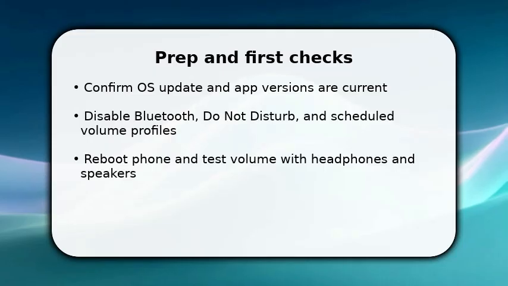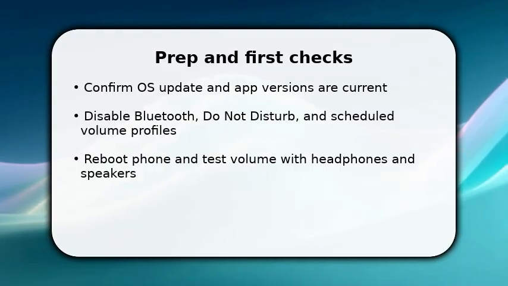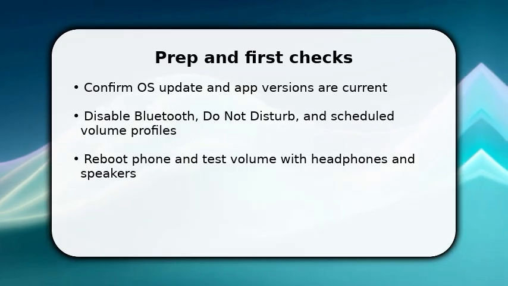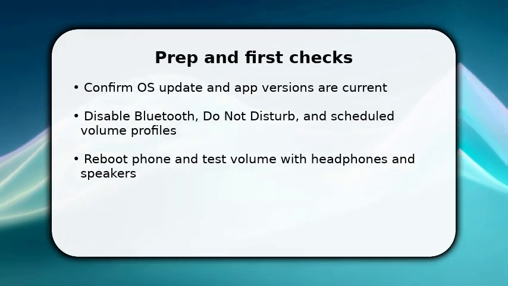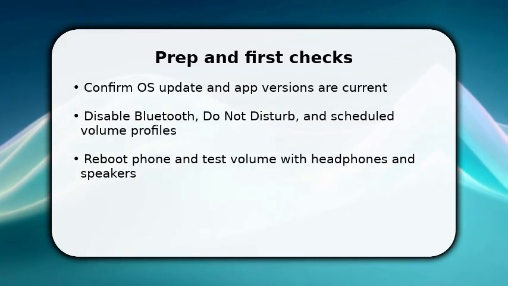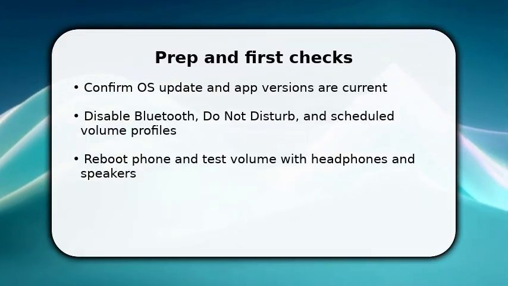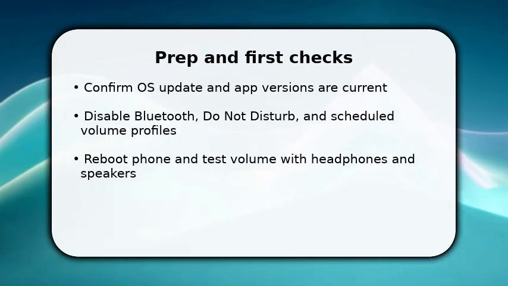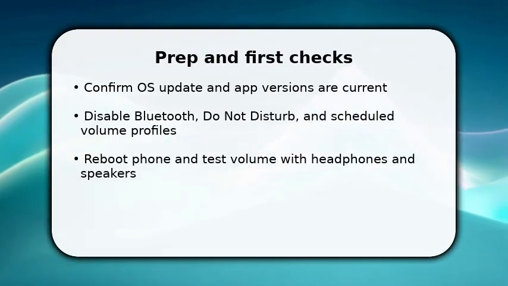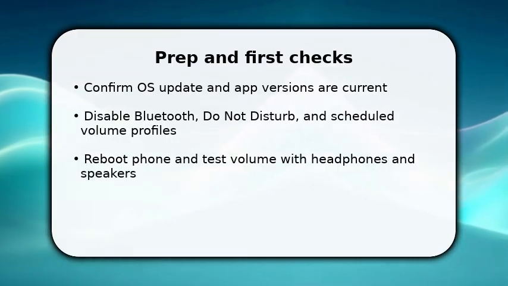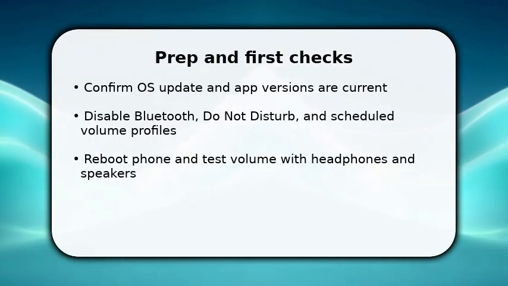You start by confirming software and simple conflicts. Make sure Color OS is updated and critical apps are current, because bugs are often fixed in updates. Once done, turn off Bluetooth, Do Not Disturb, and any scheduled or third-party volume profiles to rule out automation. Reboot the Oppo, then test volume with wired headphones and the phone speaker. You want to see whether the issue is system-wide or tied to one output. These quick checks narrow the problem fast.